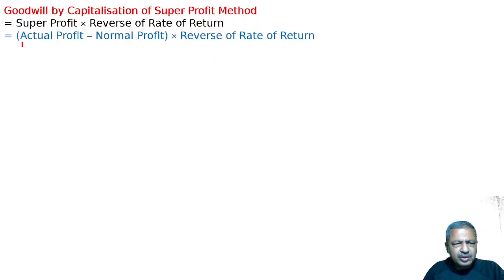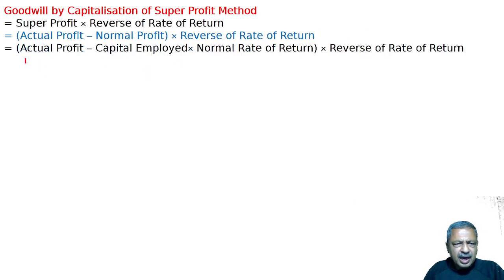Super profit ko capitalize kar do, goodwill aa jayega. So the formula is super profit into reverse of rate of return. Actual profit 1,50,000 de rakha hai. Normal profit capital employed ka 20%. Rate of return ko 100 by 20 reverse kar do. Here actual profit de rakha hai question mein.